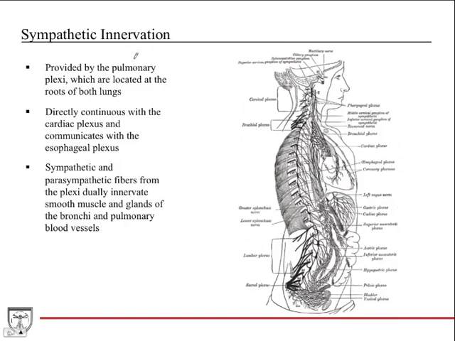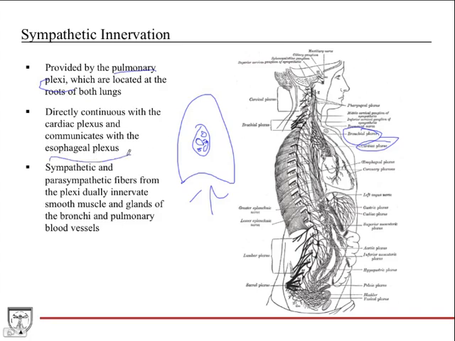All right, so now we'll talk about the autonomic innervation of the lungs. The lungs' innervation is provided by the pulmonary plexi, labeled here as bronchial plexus, same thing. It's located at the roots of both lungs, the hilum. In a side view of the lung, at the hilum you have the pulmonary artery, the bronchus, the pulmonary veins, and also these nerves coming in. It's directly continuous with the cardiac plexus, shown just inferior to it, and it also communicates with the esophageal plexus, which we'll talk about in a few slides.